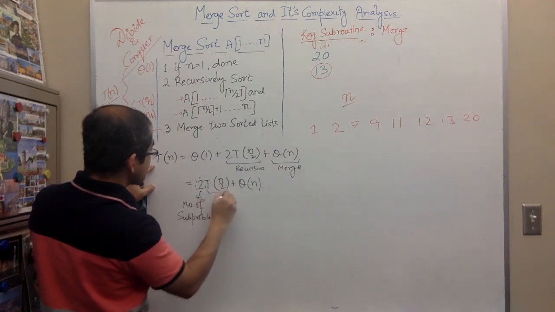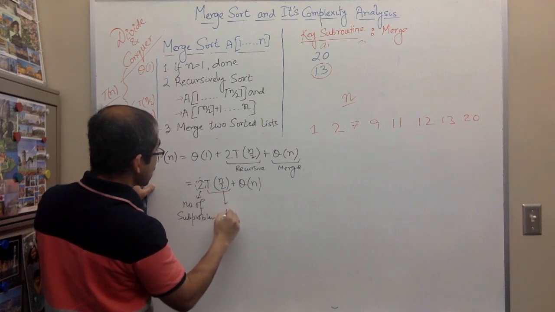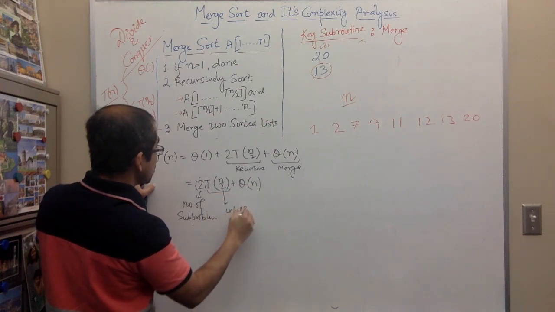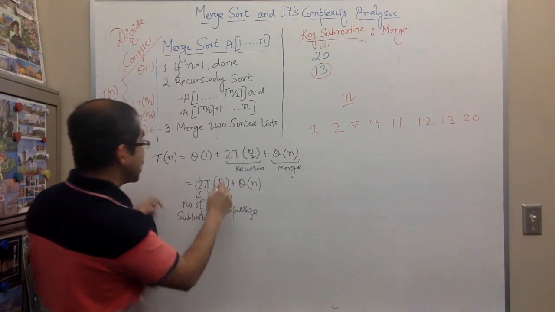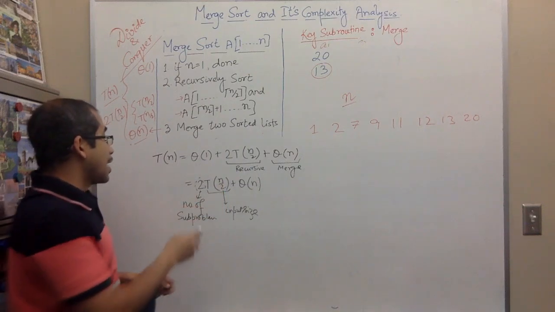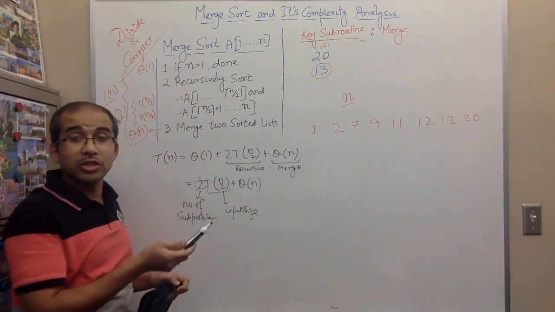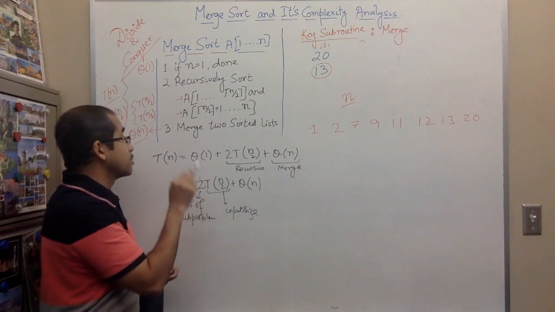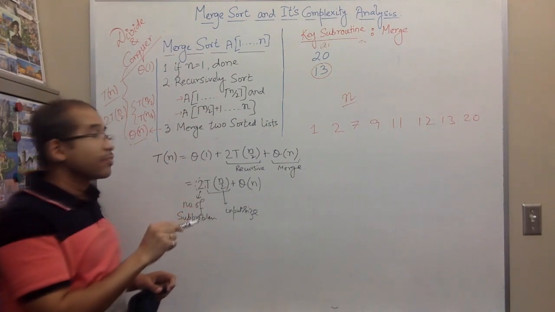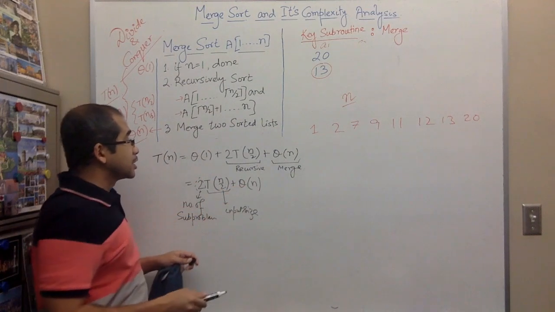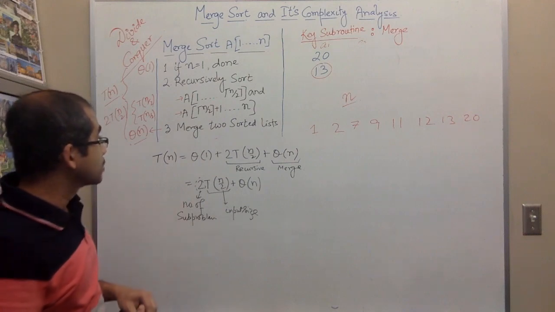and this means the input size. So this means every time n is being divided by 2, and there will be 2 such subproblems. This is the way we read it: 2 subproblems, each of size n by 2. And for that, theta of n is the merging cost.